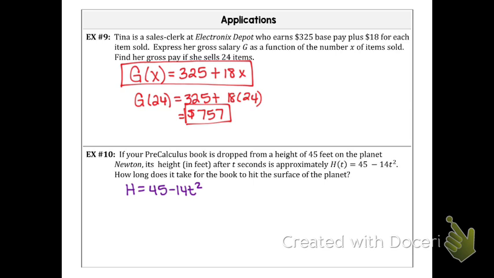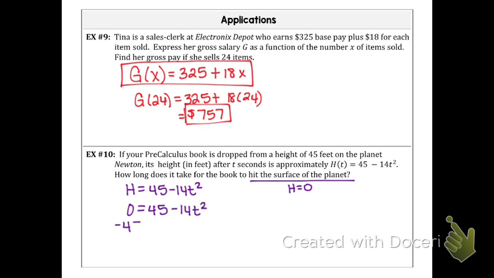So if you just think about height, and you see that the height of 45, you're liable to try to plug it in. But also be careful, because that 45 is also a number that's in the equation, and so that's where they got that number from. So it's just really extra information there we didn't have to solve the problem, because they gave it to us in the equation. But it does say, how long does it take for the book to hit the surface of the planet? So what would be the height when it hits the surface of the planet? That would be a height of 0. So we're going to plug 0 in for h.